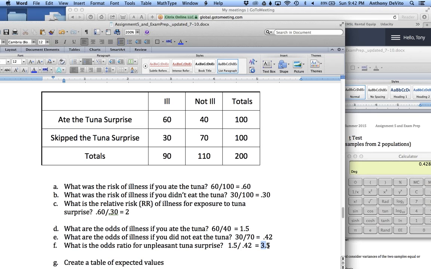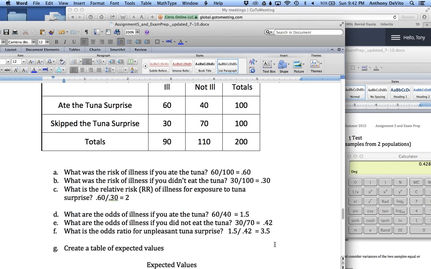Okay, so the odds are 3.5 times greater to get sick if you ate the tuna surprise, and the risk was twice as great. Two ways of saying the same thing. We get a somewhat different number, but they're really giving us a picture of the increased risk or the increased rate at which the exposure can make you ill.